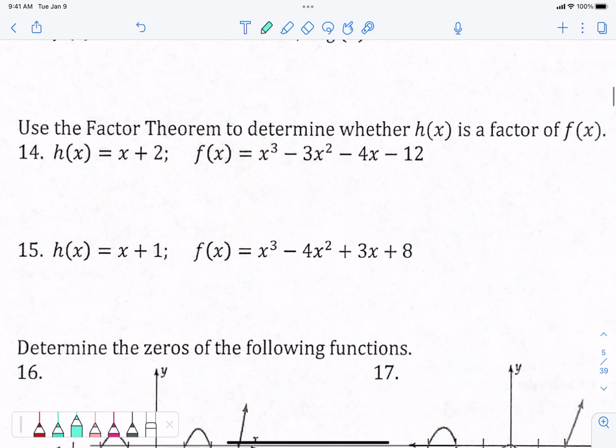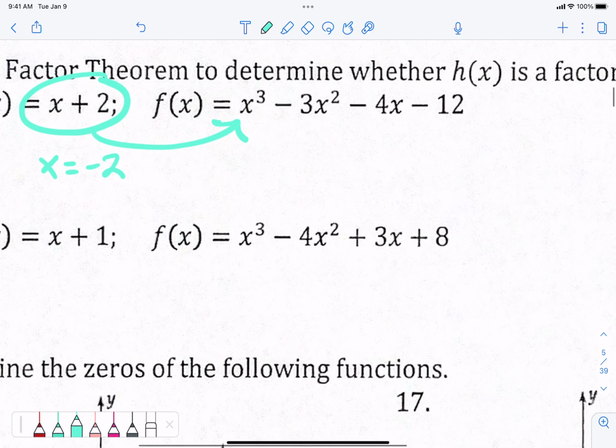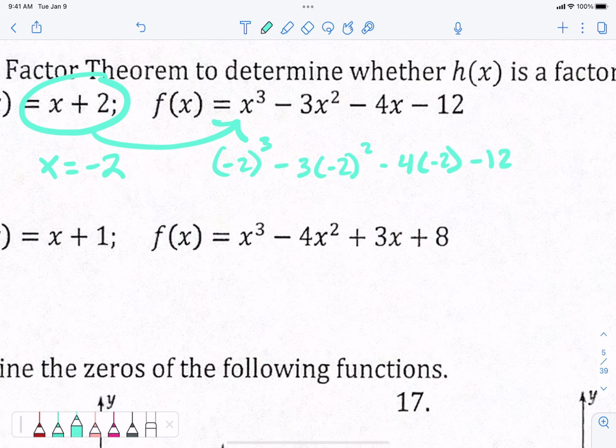Use the factor theorem to determine whether h of x is a factor of f of x. So I want to know if this goes into there evenly, but I don't want to have to divide. I want to use the factor theorem. So we know that if you plug in a certain thing and it comes out to be 0, it's a factor, right? What would you have to plug in? -2, right? Like x plus 2, x equals -2. So if I plug -2 in there, -2 to the third minus 3 times -2 squared, 4 times -2 minus 12. Okay.